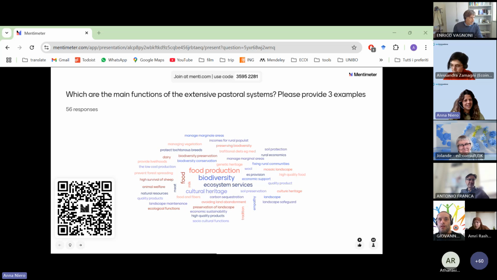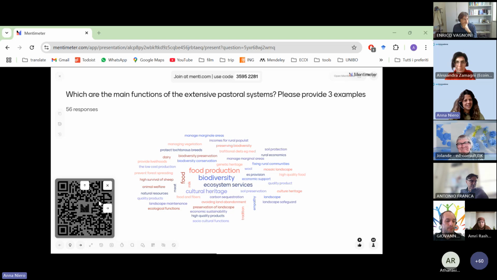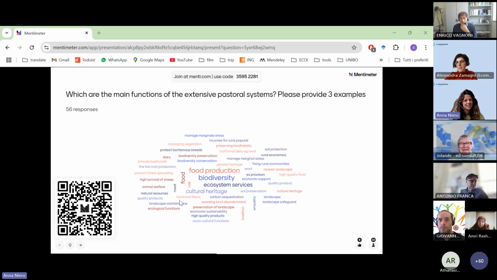Please, Yolande. Yes, we forgot wool production in this context, and this is again linked to cultural heritage, but also sustainable fiber development with the sheep. Yeah, sure. Someone mentioned also food and fibers, but yeah, wool. Yeah, I see it.